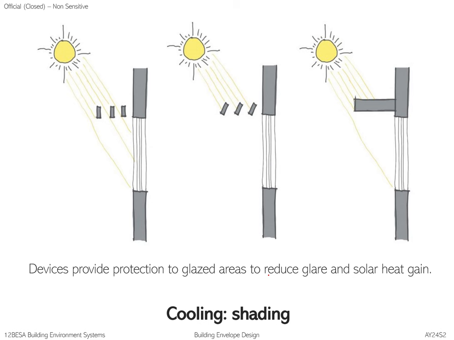So shading devices, not cooling devices. Here we call them shading devices or sunshades. These are devices that provide protection to the glazed areas to reduce glare and solar heat gain.